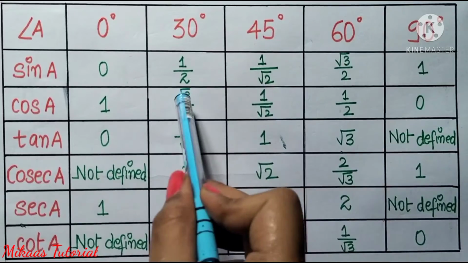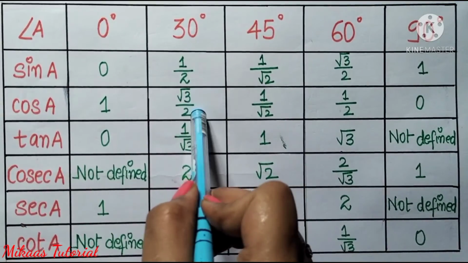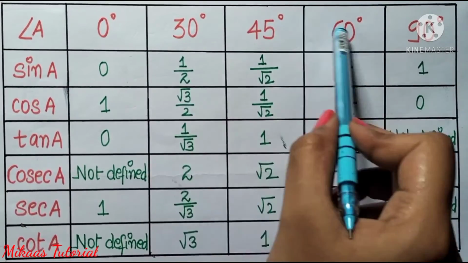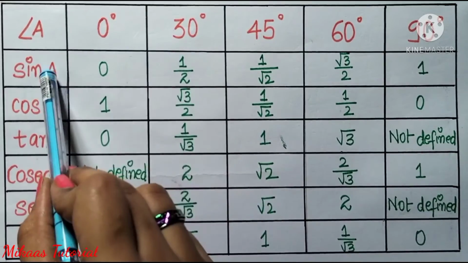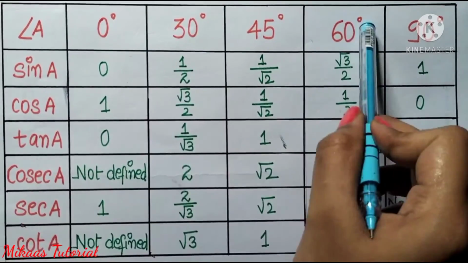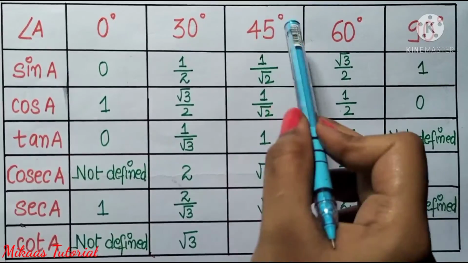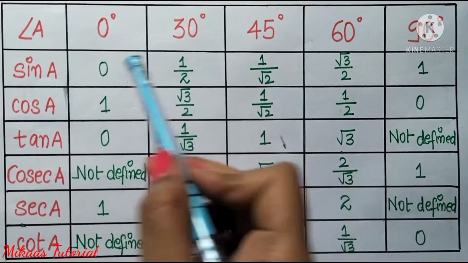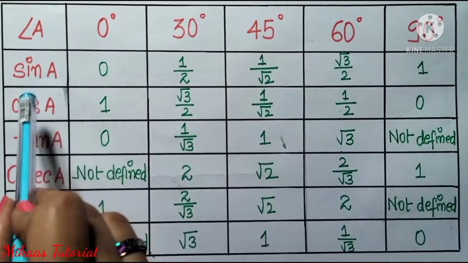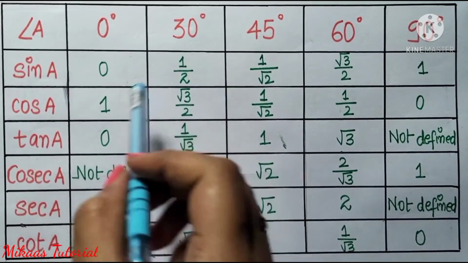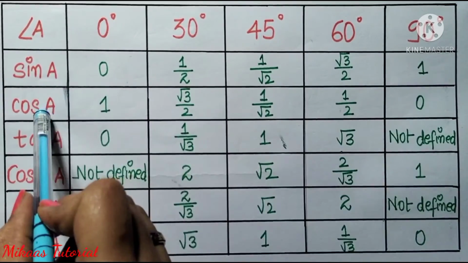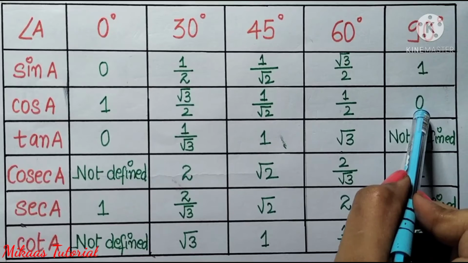So, the opposite of 60 is 30. So, cos 30 is root 3 by 2. You can remember these values like this: sine 30 is the same as cos 60, sine 45 is the same as cos 45, sine 60 is the same as cos 30. So from the sine values, you will get the cos values.